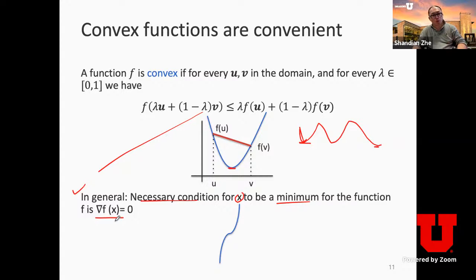So now one asks why it is not a sufficient condition. In other words, can we say that if the gradient of the function at x is 0, x will definitely correspond to a local minimum of the function? Any idea?